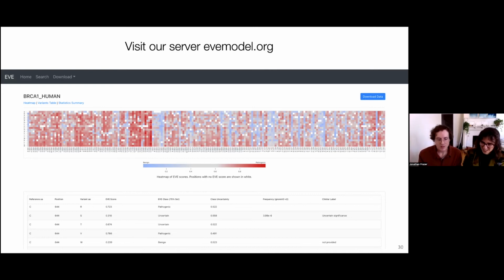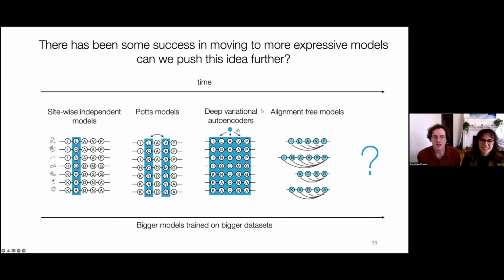Okay, so this brings us to the end, but we just wanted to finish with a couple of comments on future directions. In this work, we've painted the picture that moving to more expressive, bigger models has been fruitful, and it has been somewhat fruitful. Moving from the site-independent model to the POTS model certainly improved performance, and moving to the variational autoencoder also improved the performance. So there's a natural question: can we just move to bigger models and bigger data sets and get better performance still?